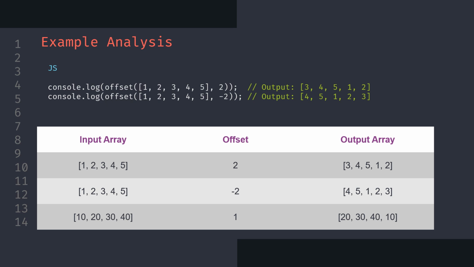The function works well for both positive and negative offsets, ensuring elements move efficiently. It also handles different data types, making it a versatile utility for JavaScript programming.